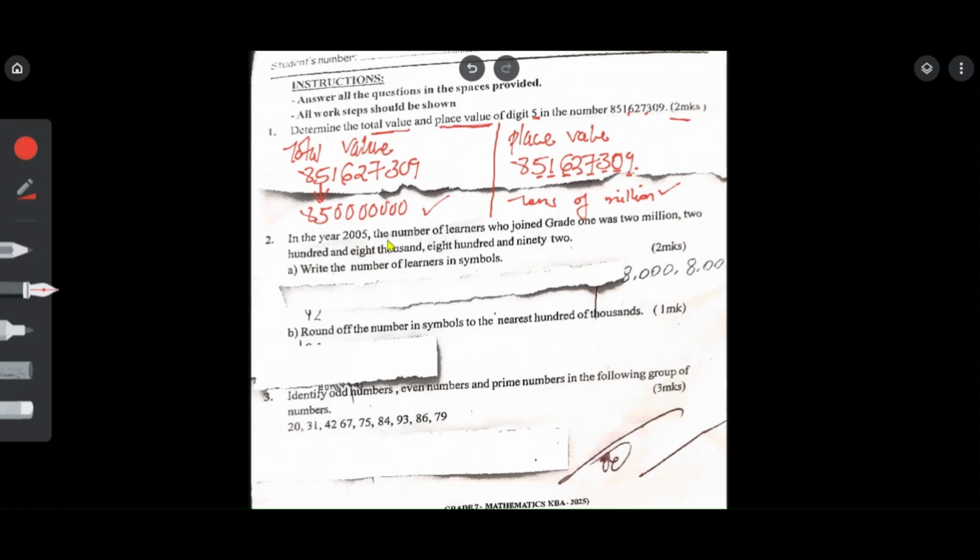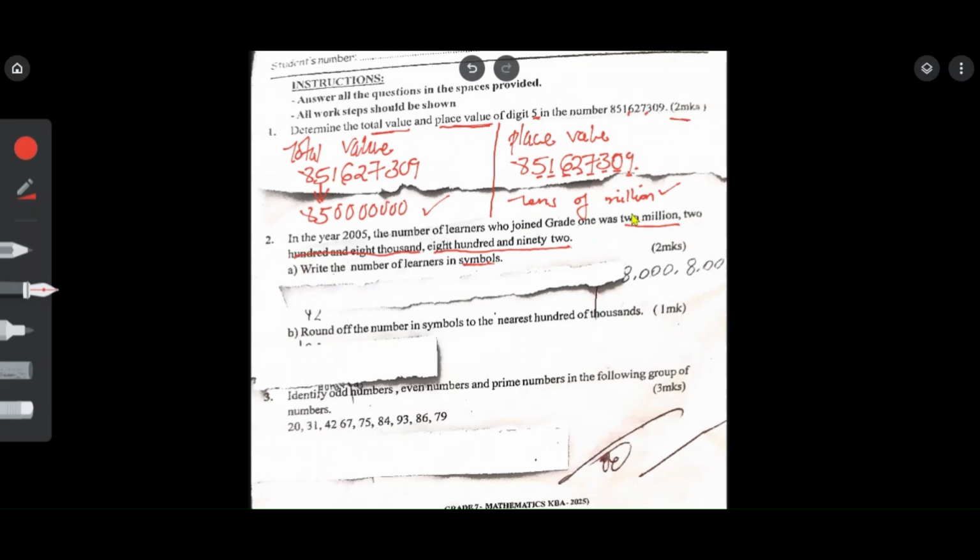We go to question number 2. In the year 2005, the number of learners who joined grade 1 was 2,208,892. So we have that number. We want to write this number in symbols. This means that you've been given it in words, then you want to write in symbols. So I'll come and write like this.